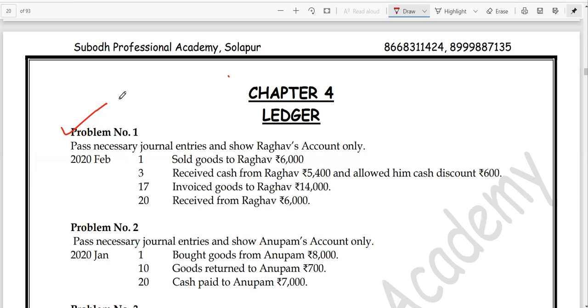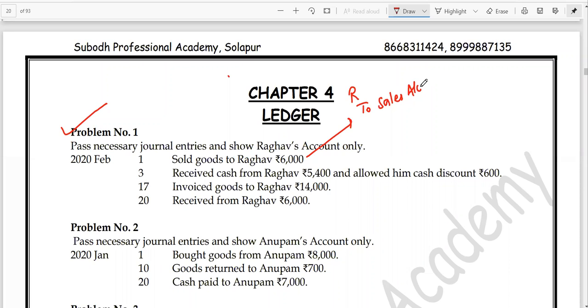Please check it out. 1st Feb 2020, sold goods to Raghav rupees 6,000. Can you see the entry, Raghav's account debit to sales account, in the journal? Raghav's account debit 6,000 to sales account 6,000. Can you see it? Tell me whether yes or no. First entry, Raghav's account debit to sales account. Can you see it in the journal? Yes.